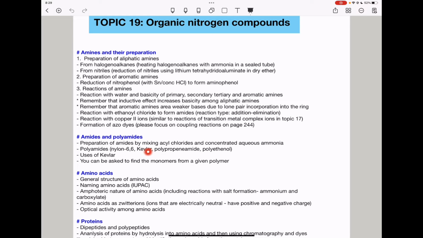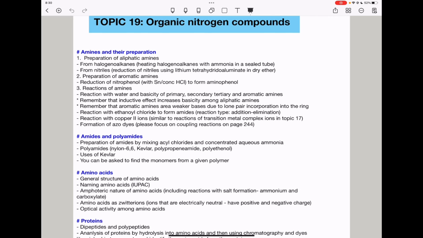They could ask you about Kevlar and its uses, polypropionamide as well as polyethanol. Ensure you fully understand the uses of these polyamides. Sometimes they could give you a polymer and ask you to separate it and write the monomers that have been used to produce the polymer.